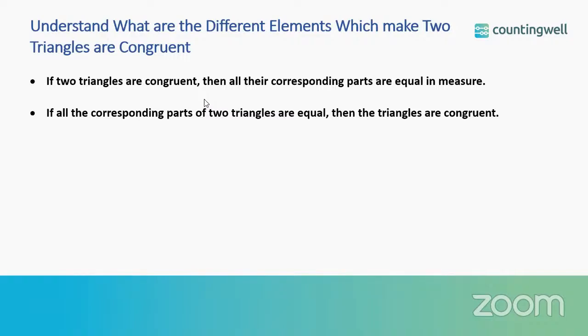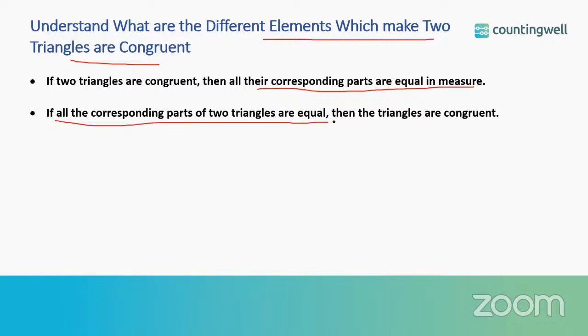Now, let us understand what are the different elements which make two triangles congruent. If two triangles are congruent, all their corresponding parts are equal in measure. And if all the corresponding parts of two triangles are equal, then the triangles are congruent. So these are the two important statements regarding congruent triangles: the corresponding parts of two congruent triangles are equal in measure.